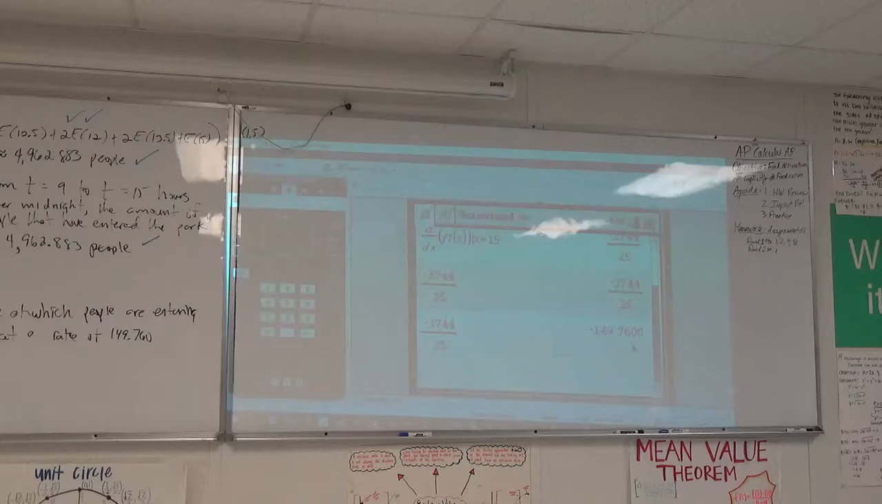For part C. Evaluate the integral from 12 to 15 of E prime of t dt.